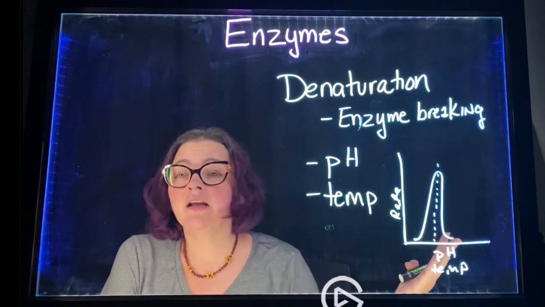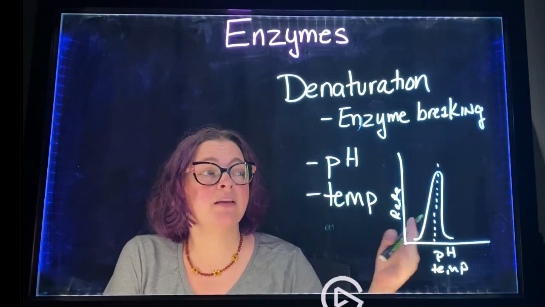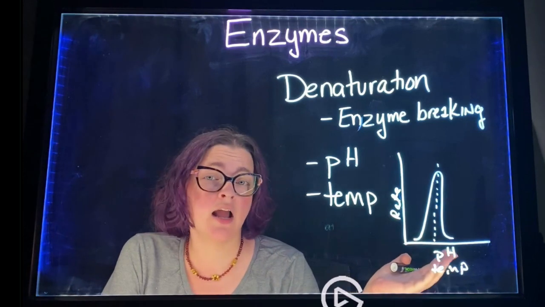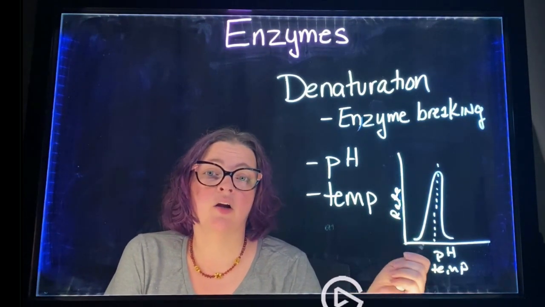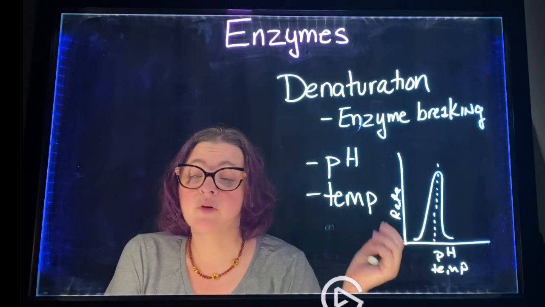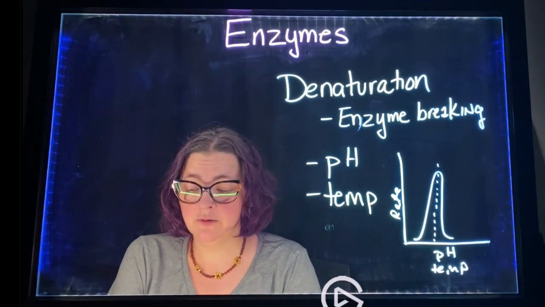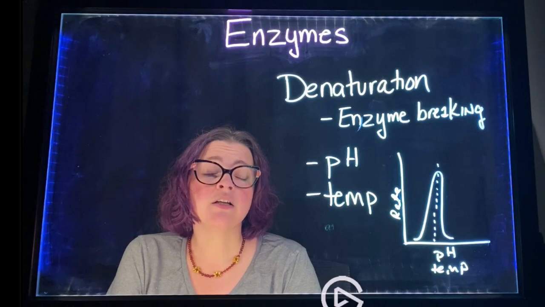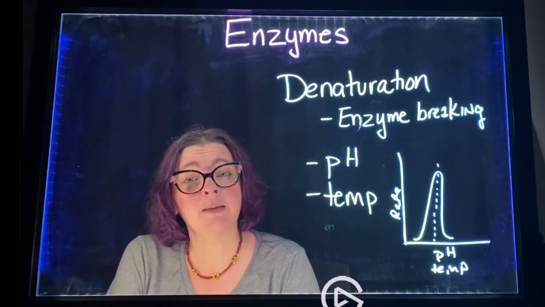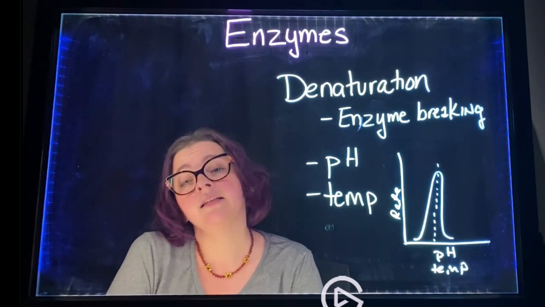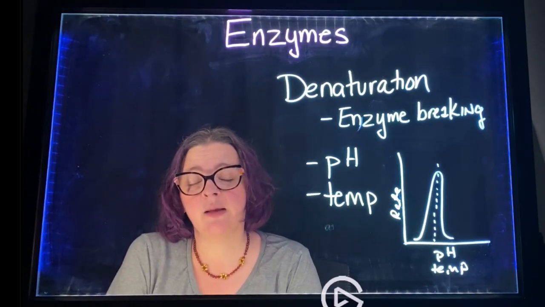So the ideal pH depends on the enzyme, and it also depends on the temperature for the enzyme. Some enzymes are going to withstand more heat. We will be doing a lab later this year where we're going to be doing PCR. And in order to do PCR, you need a DNA polymerase. You need an enzyme that is going to put together your DNA molecule.